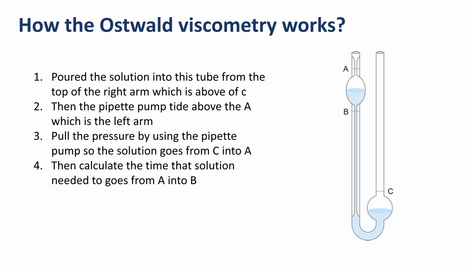And the question is how the Oswald viscometer works. And in this part, I will explain the principle of Oswald viscometer. And the steps are: first, pour the solution into this tube from the top of the right arm, which is above C. Then the pipette pump is tied above the A, which is the left arm. Pull the pressure by pushing the pipette pump, so the solution goes from C into A. And then calculate the time that the solution needs to go from A into B.